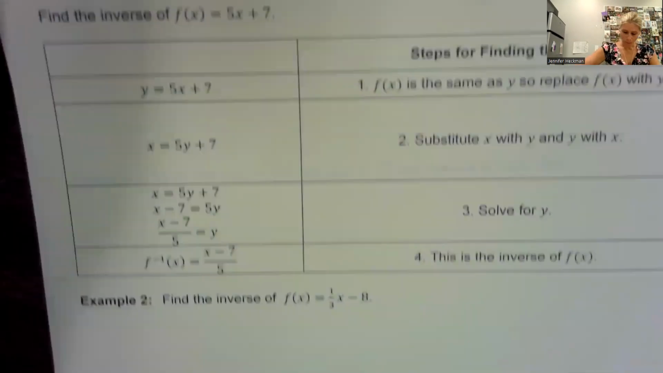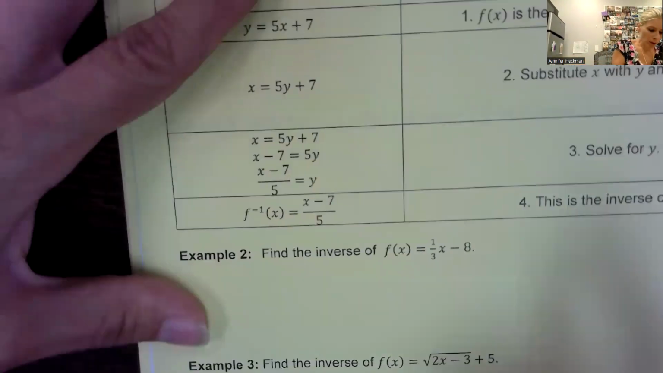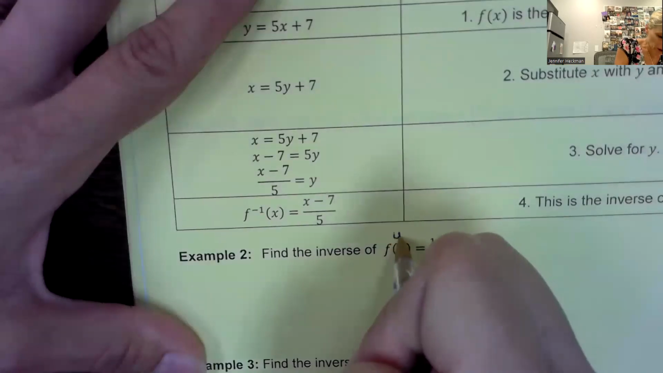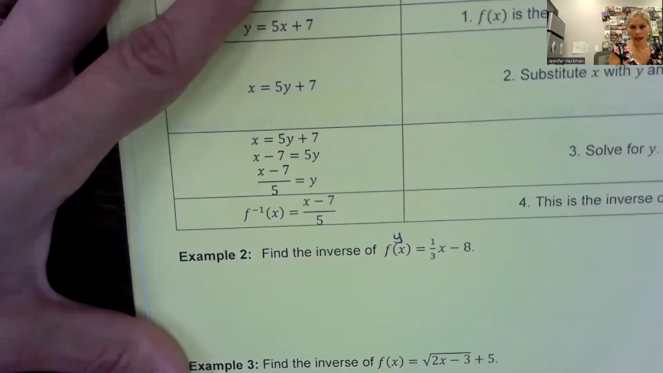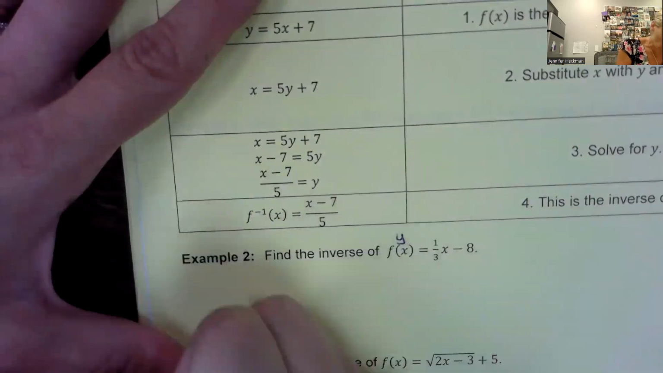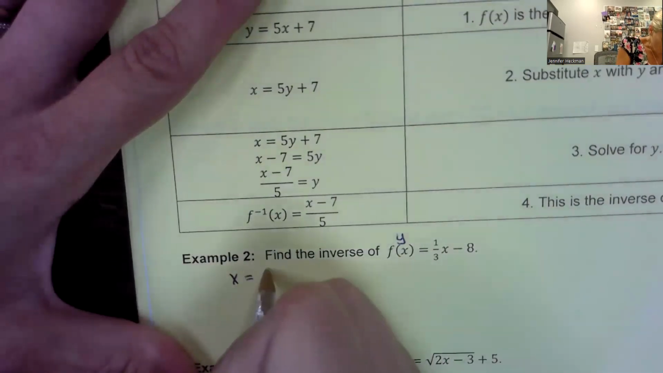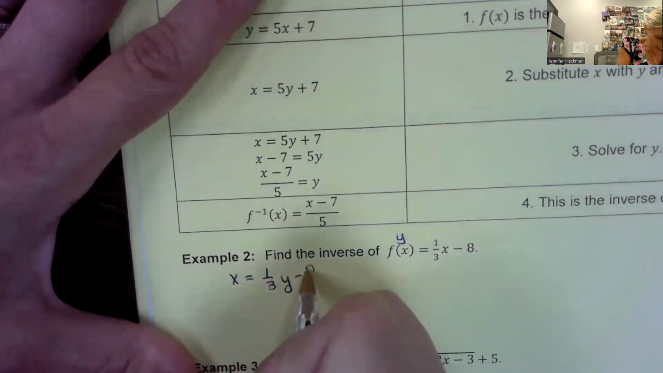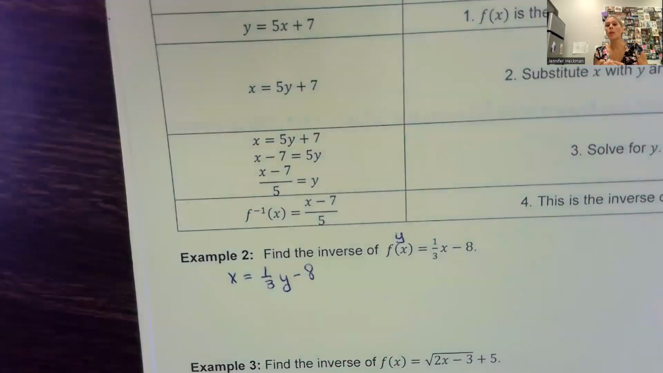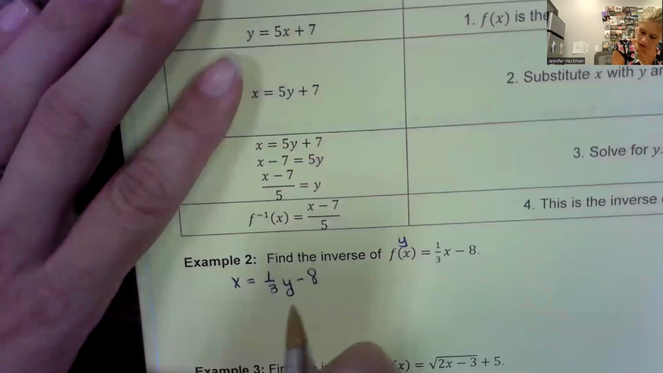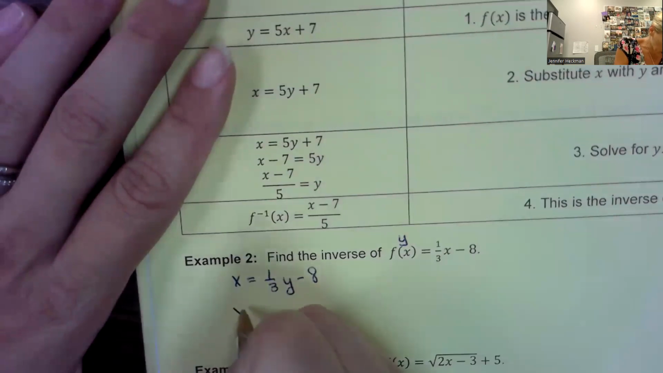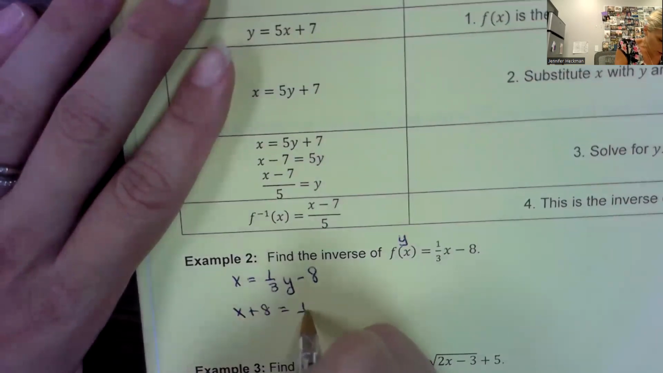Okay. All right, so remember, we're changing f of x to y right now. And then we're going to switch x and y. So right now we have x equals 1/3 y minus 8. Okay, now we're going to get y by itself. So the first thing we're going to do is add 8 to both sides. So x plus 8 equals 1/3 y.